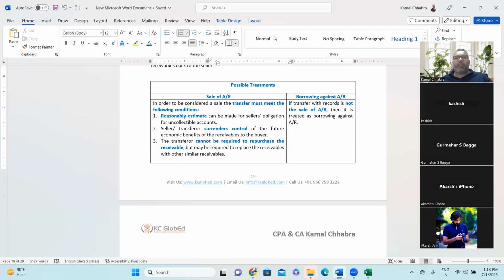Right? In case of borrowing, if the transfer is not a sale of account receivable, then it is treated as borrowing. So in case of securitization, if it is not treated as a sale of account receivable, then it is considered a borrowing.